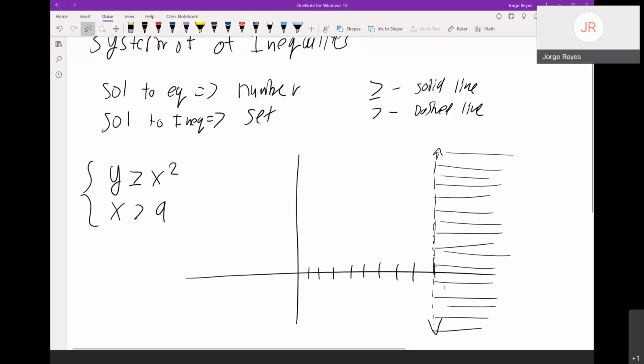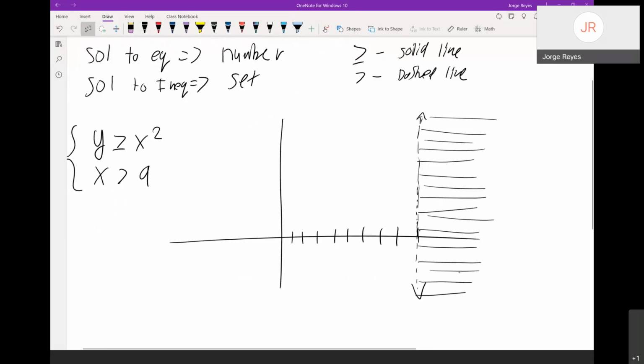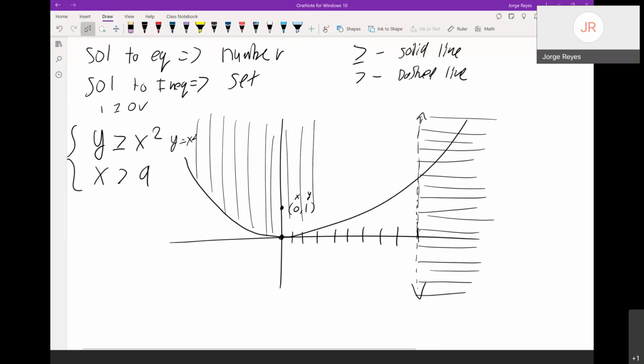Now, I'm going to graph this parabola, y equals x squared. It looks like this. Since it has the equal to bar, it's solid. I want to know when y is greater than x squared, so you could pick a test point. I'm going to pick 0, 1 and plug it in to see if it's right. This is y and this is x. If I plug it in there, 1 is greater than or equal to 0. That is true, so I should shade in everything above this line.